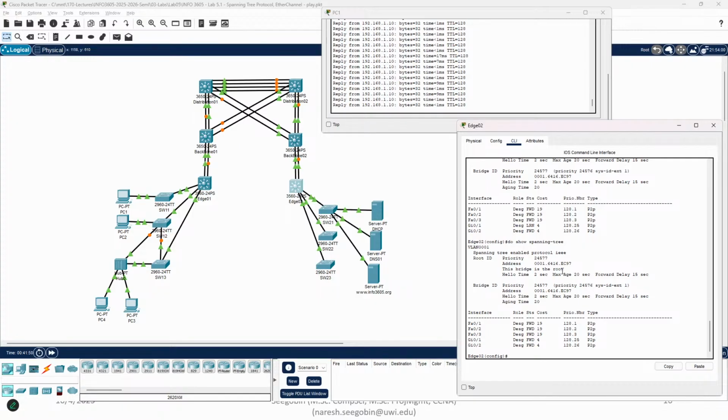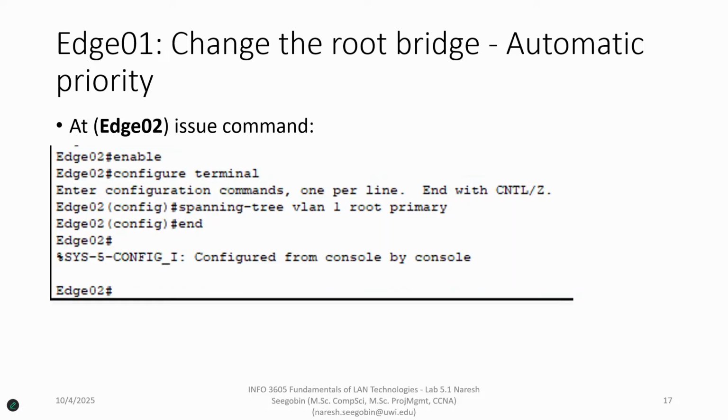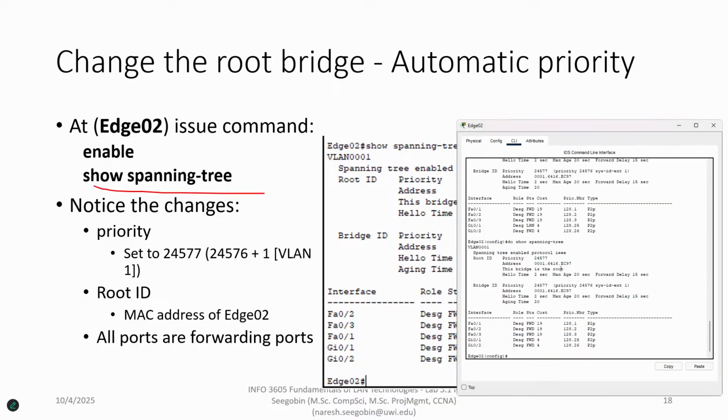So it could be failing equipment, and all that is part of diagnostics. Right, so root primary, we set it. We did it here, and then we did a show spanning-tree. I didn't go into detail with show spanning-tree, but let's take a look. Right, we're all forwarding.